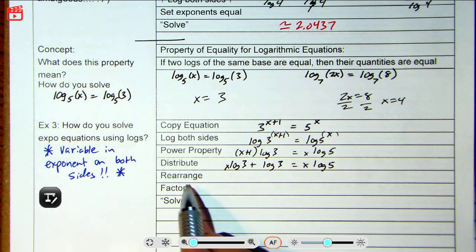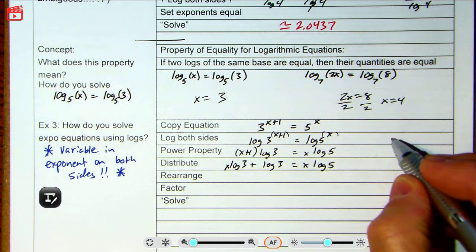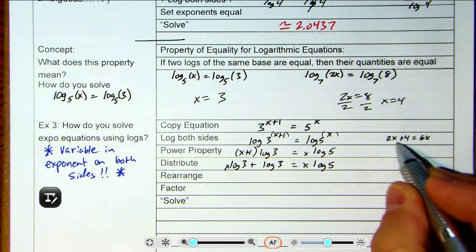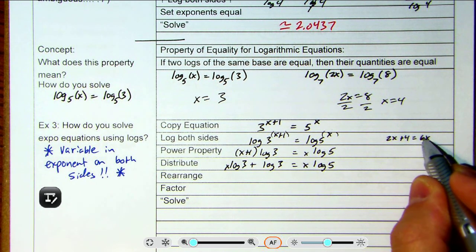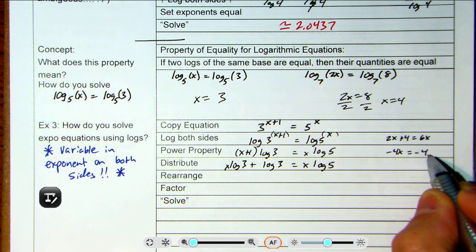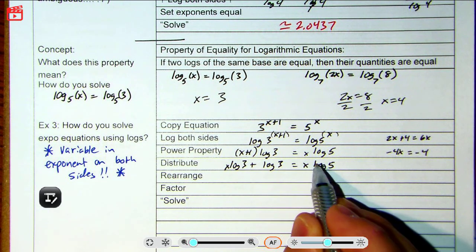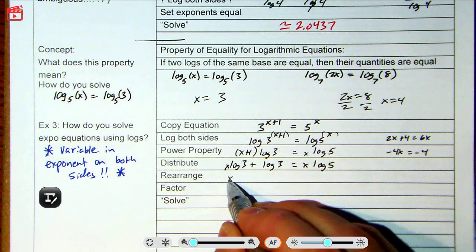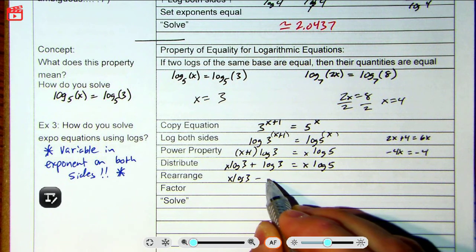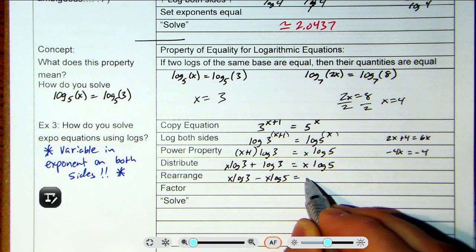Now rearrange. When I say rearrange, it's like having 2x plus 4 equals 6x. How do you solve that? You get all the x's on one side and all the constants on the other. So I would subtract 6x over here, negative 4x, and subtract 4 over there, negative 4. You see that? So I'm going to get all the x's on this side. So x log 3, and this is a positive number, so when I bring it to the left, it's going to become negative, minus x log 5, and then bring this log 3 to this side, equals negative log 3.